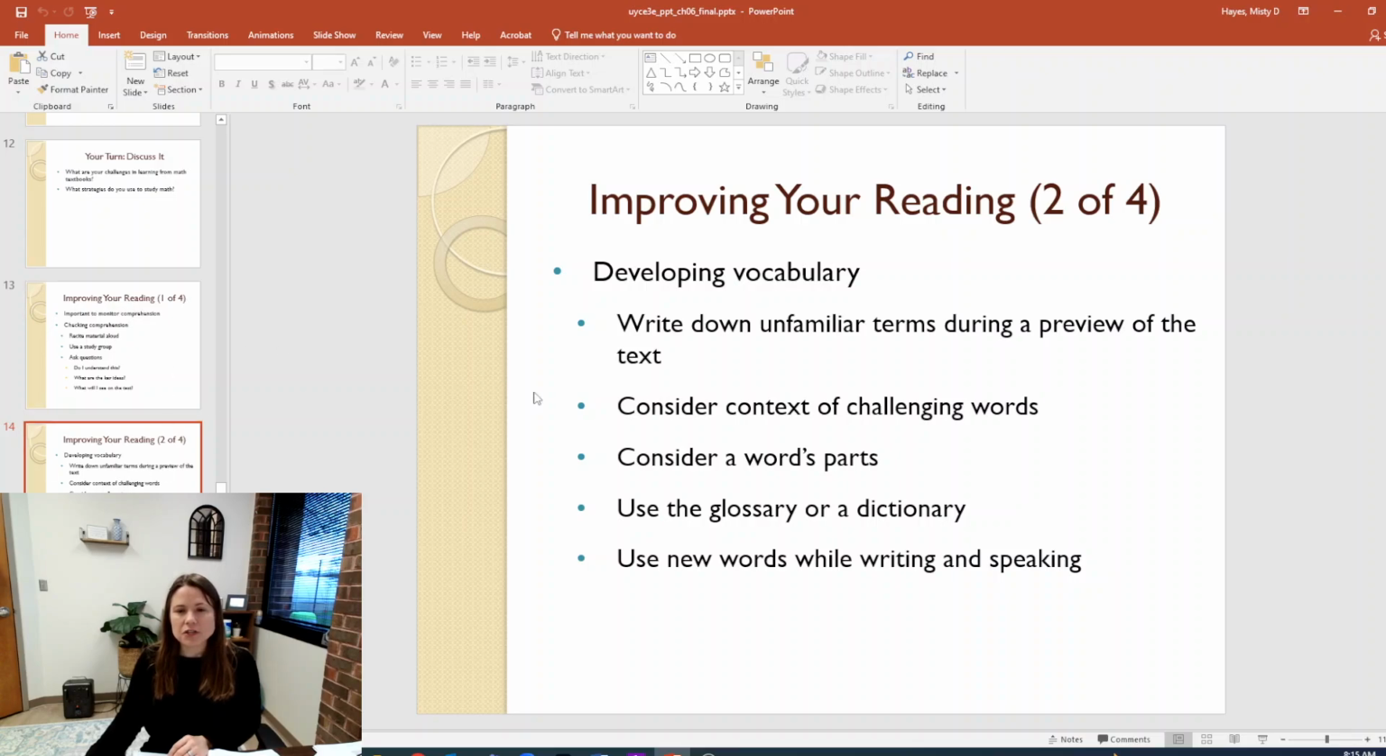The second strategy for improving your reading is developing your vocabulary. It's important for you to understand those challenging words, terms, or concepts. You could use the glossary or dictionary within the text. You can write new words and use them in sentences. Try to make sure you are familiar with any of the content or challenging words within the book.